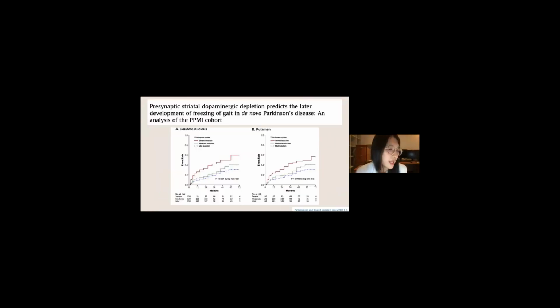In advanced PD, freezing of gait, imbalance, and falls are among the most disabling motor symptoms associated with impaired independence and quality of life. Once developed, these symptoms are usually refractory to treatment with dopaminergic medication. In a PPMI cohort study of 390 de novo PD patients without freezing of gait at baseline, the degree of baseline DAT uptake of each striatal subregion is associated with the cumulative risk of freezing of gait during the follow-up of 4 years.